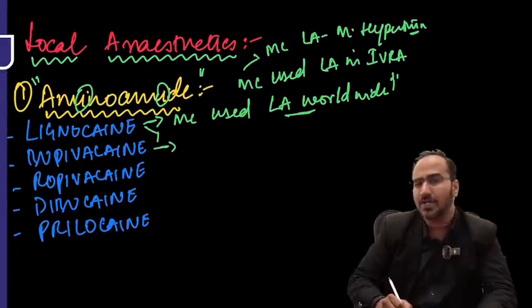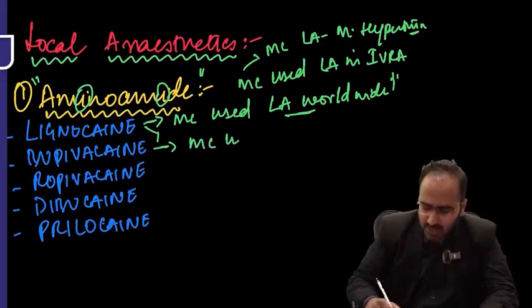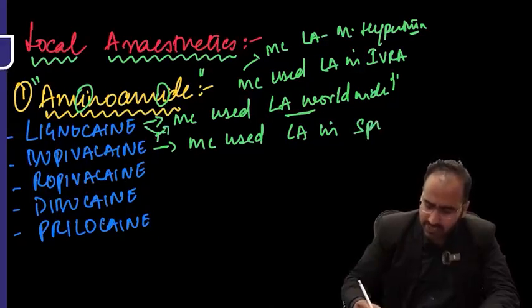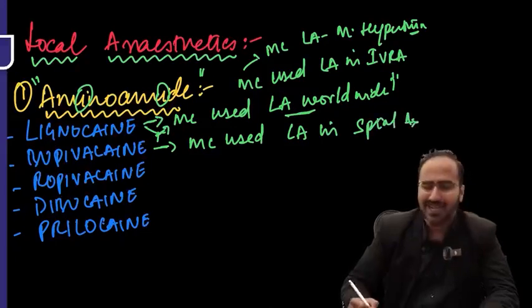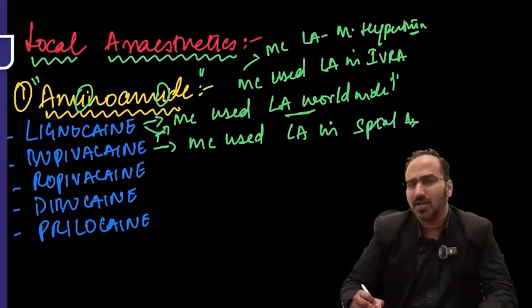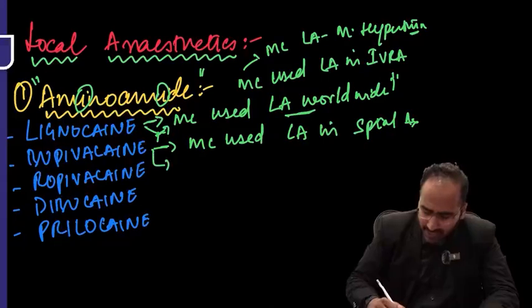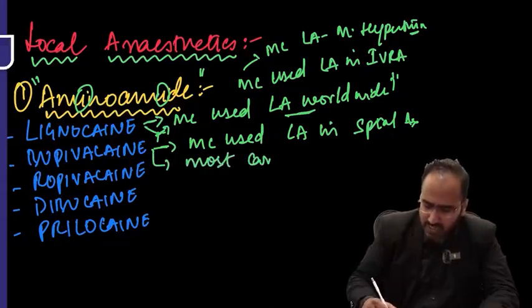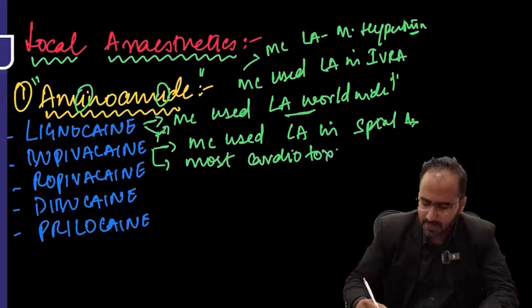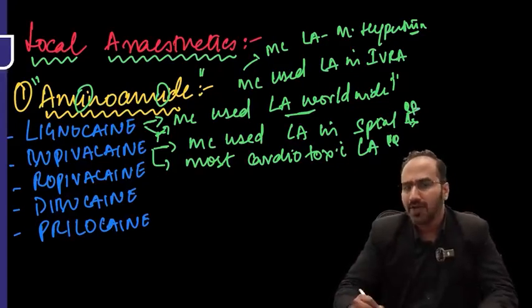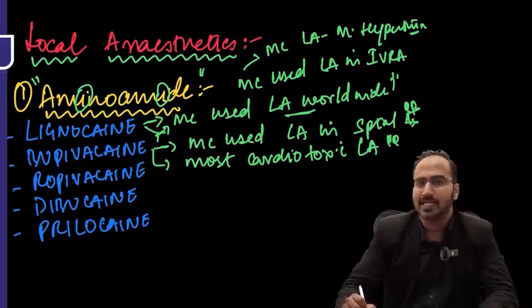Regarding bupivacaine, what do we need to remember? Bupivacaine is the most commonly used local anesthetic in spinal anesthesia. Why? Because it is longer acting than lignocaine. But bupivacaine is also the most cardiotoxic local anesthetic. Whatever things I am writing, these all were asked, guys. Very, very important. Bupivacaine is the most cardiotoxic local anesthetic.